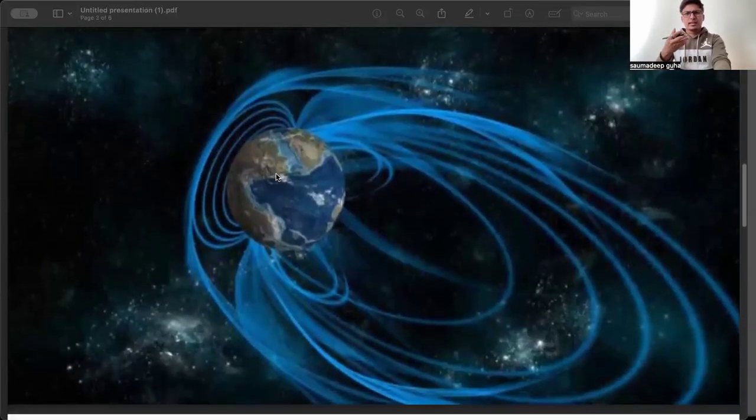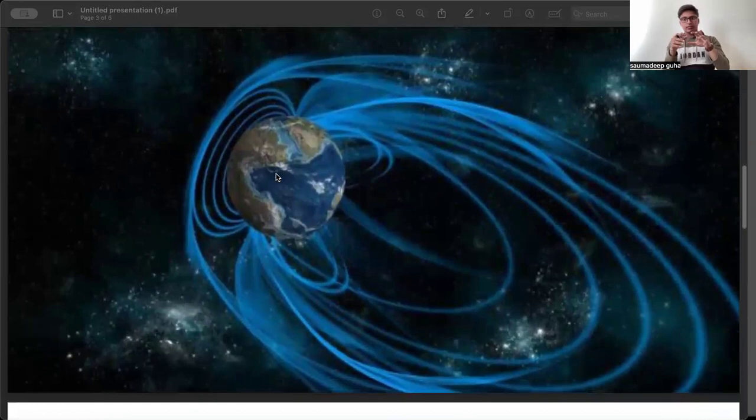This is a basic simulated diagram. If you go to space you won't see this, so don't hold a grudge against me that I told you this is how the field lines are. Field lines, dear students, are always imaginary lines.